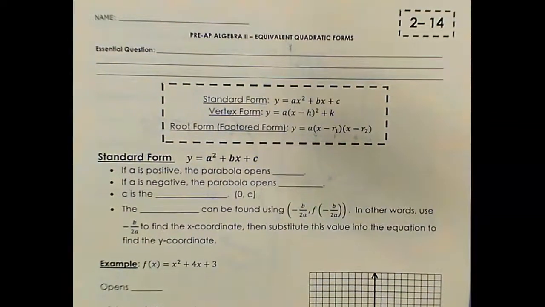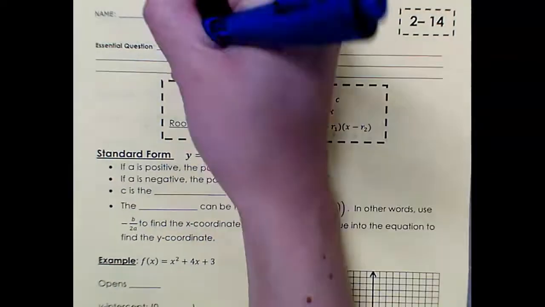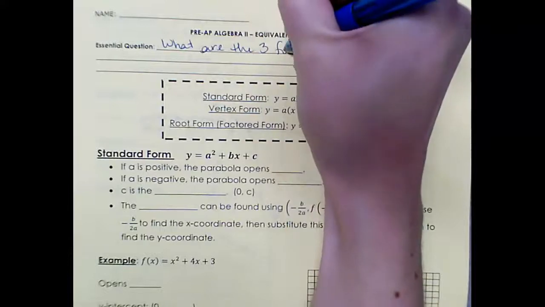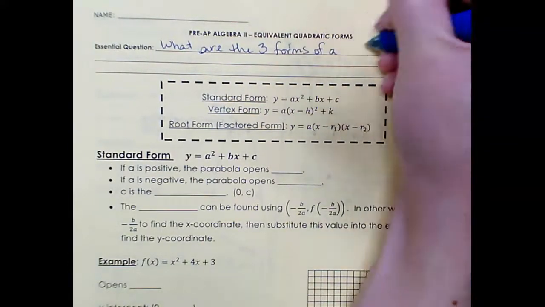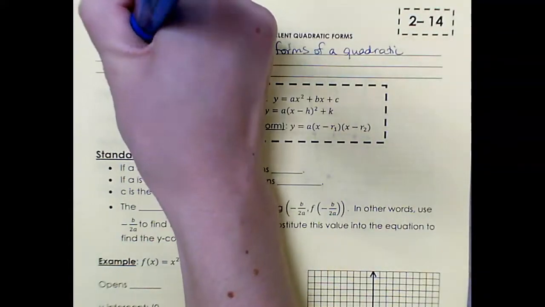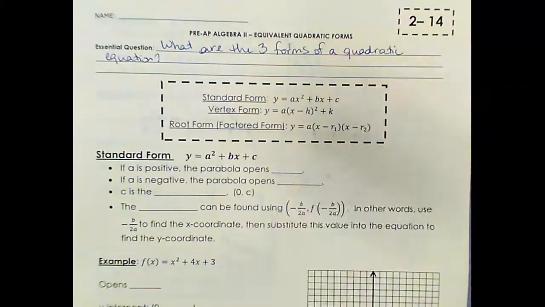So today we're going to use that knowledge and our knowledge of solutions and algebra, and we're going to talk about equivalent quadratic forms. So the first essential question is, what are the three forms of a quadratic equation? So there are three forms we're going to discuss. And then the second essential question, how do we find the key features and graph from each form?